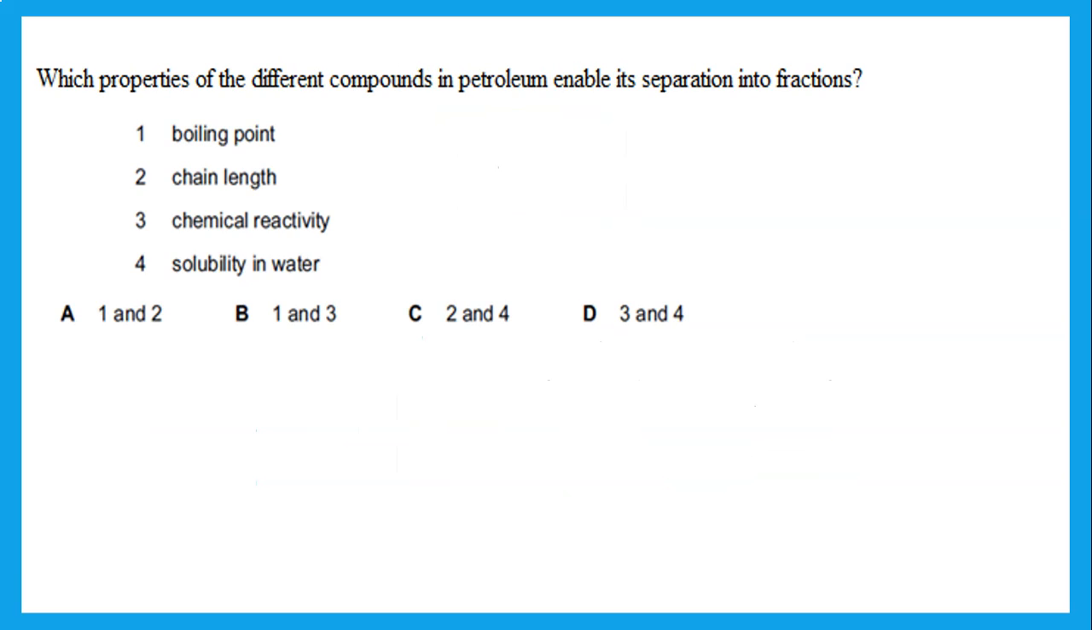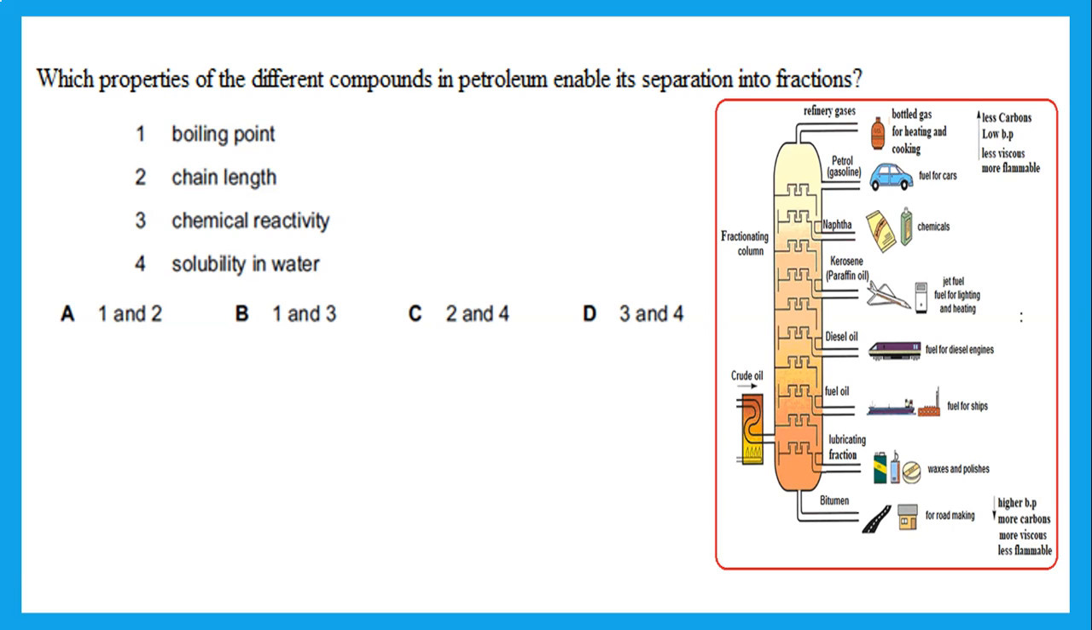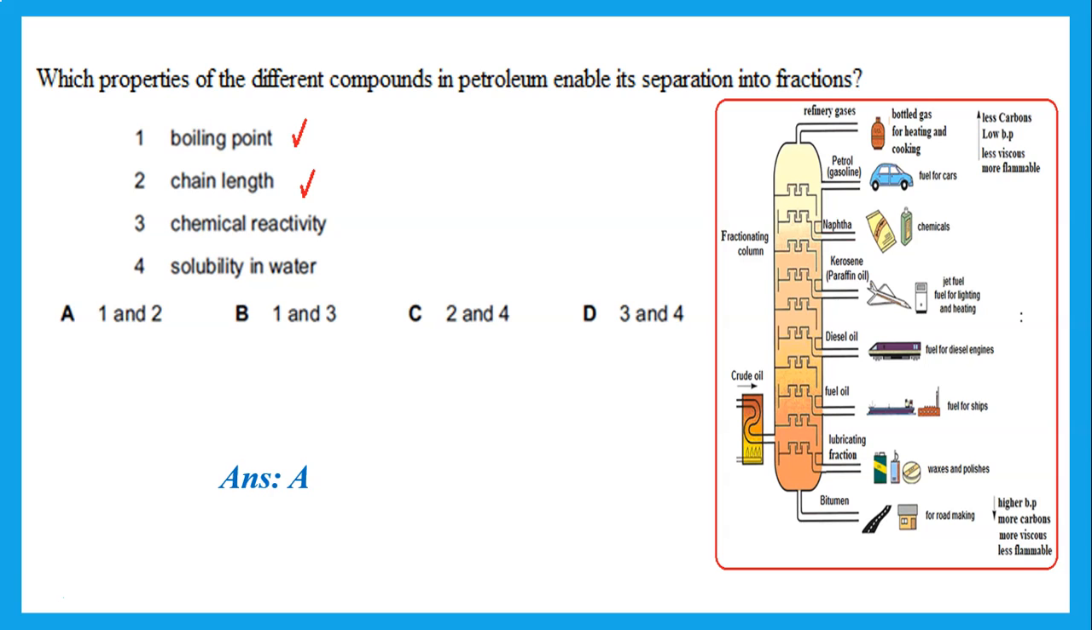Which properties of the different compounds in petroleum enable its separation into fractions? I'm going to remind you that petroleum is a mixture of liquids, so we separate it by fractional distillation. That means the different fractions are separated based on differences in boiling point and differences in chain length, because the ones collected at the top are the ones with fewer carbons and a low boiling point. So these are the factors that determine where the fraction is collected. So this is 1 and 2.